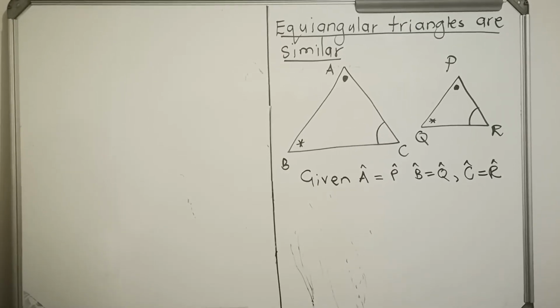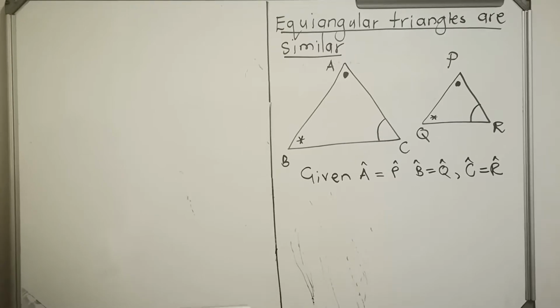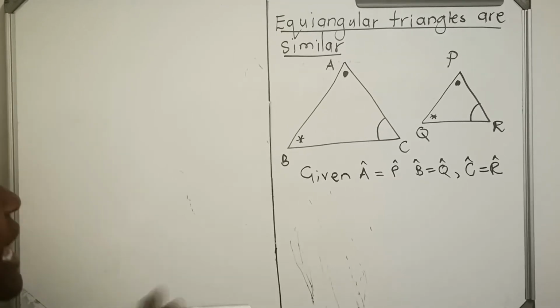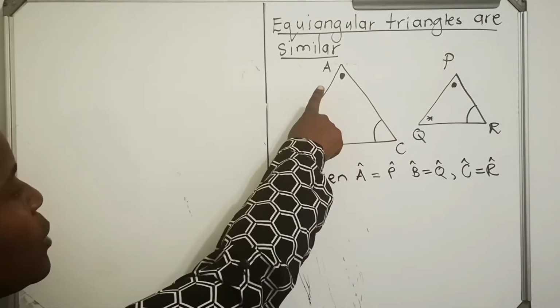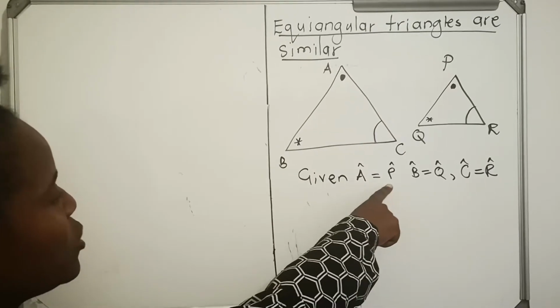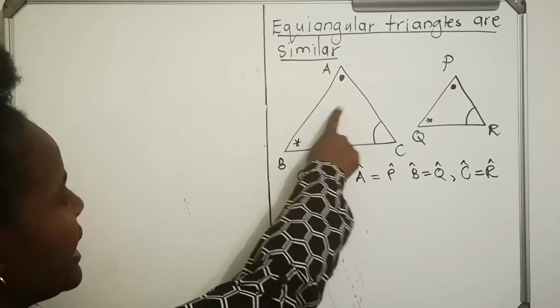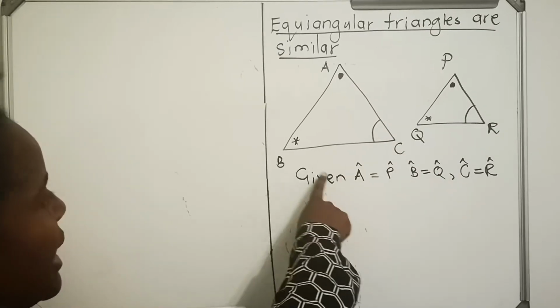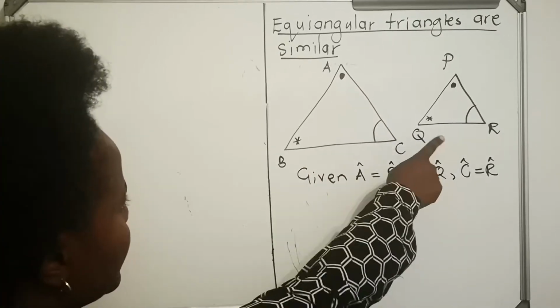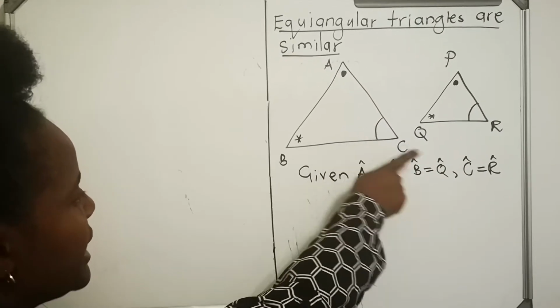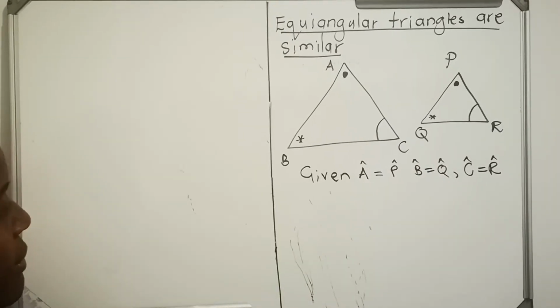Equiangular triangles means that the triangles have equal angles. When you look there, you are given angle A is equal to angle P. In this triangle, angle A is equal to angle P in the other triangle. Angle B is equal to angle Q in the other triangle. And angle C in this triangle is equal to angle R.